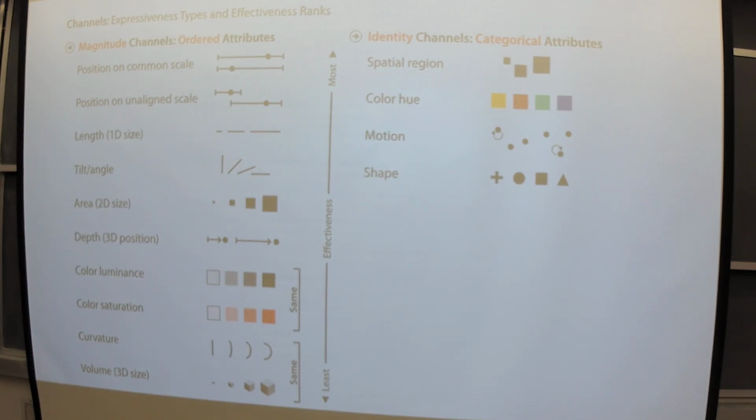And then for identity channels, we have spatial region. That's what you would do if you facet a chart, or if you create bar charts, you separate them by space. You could use color hue, you could use motion or shape. People don't really use motion that much. Shape is much more common, and color hue is very common.